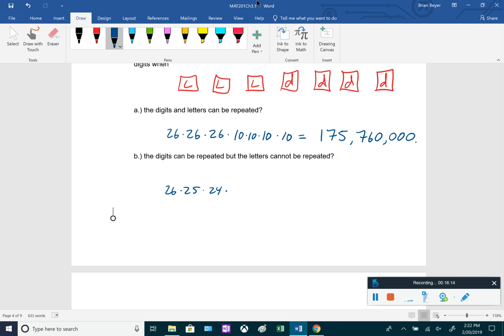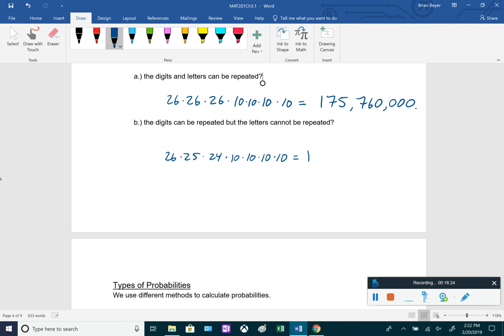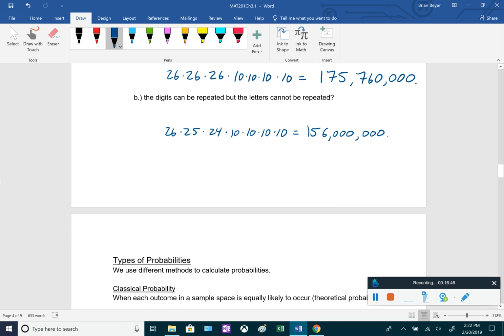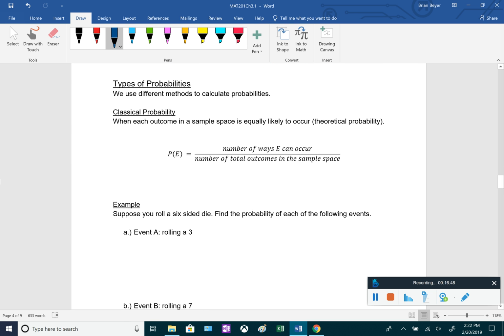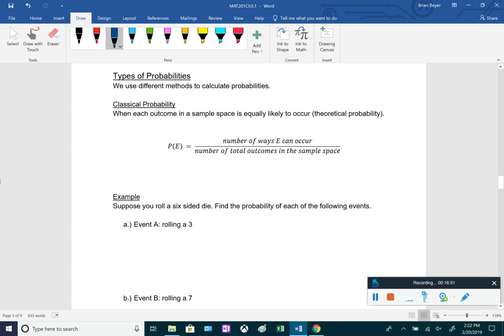Okay, and then for the next thing, for digits, the digits can be repeated. So that means there's 10 options for all 4 of them. So we multiply all those together and we get 156 million. So just by not allowing the letters to be repeated, we just chopped off about 20 million potential options. Okay, so that's the fundamental counting principle. Super, super, super important.